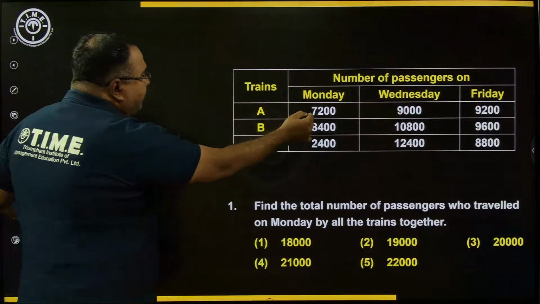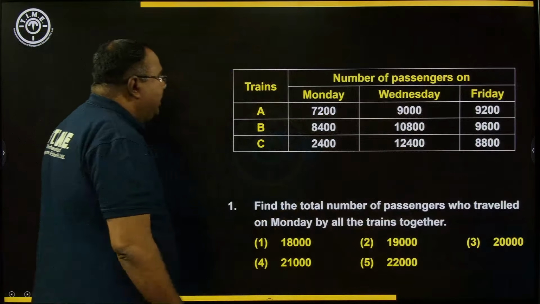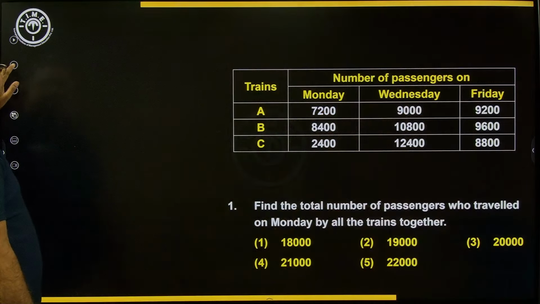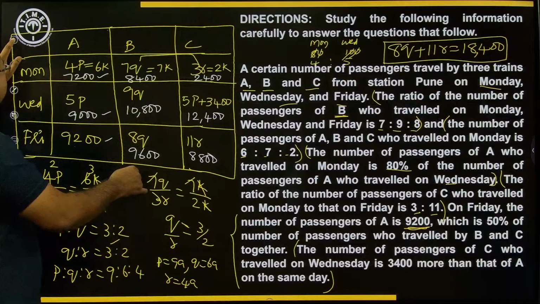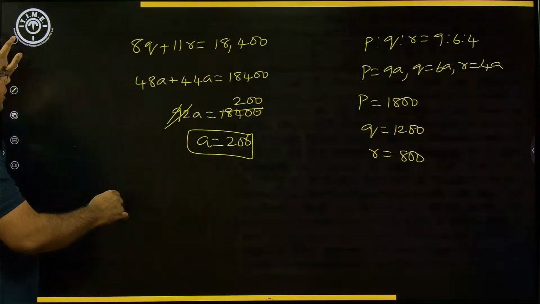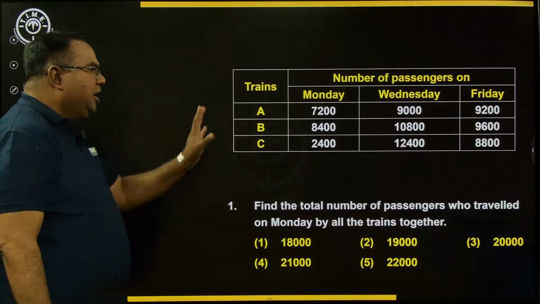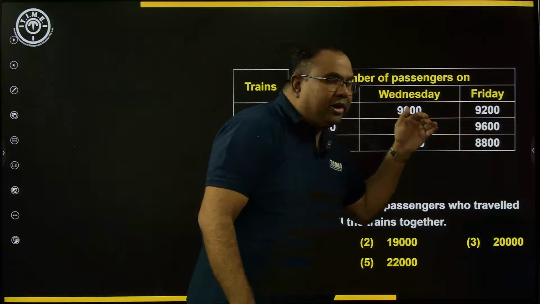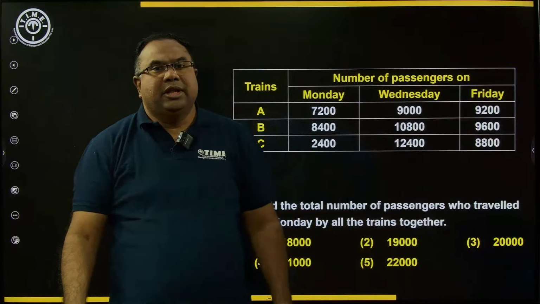Same thing I have copied here. 7200, 9000, 9200. Then B 8400, 10,800, 9600. Right. C 2400, 12,400, 8,800. Right. We got the values here. Once you get all these values, it is easy for you to solve the questions.